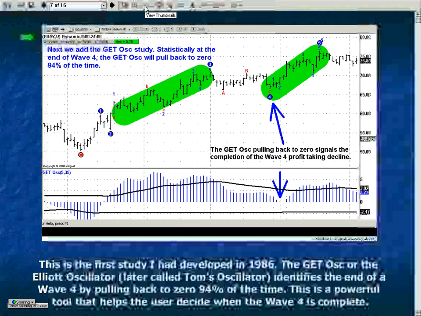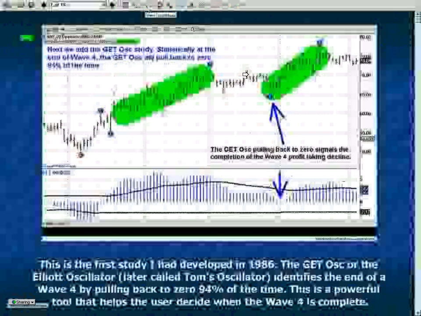Now we introduce the GET oscillator study. Statistically, at the end of wave 4, the GET oscillator will pull back to zero 94% of the time. As you see on this chart of eBay, we have a wave 4 labeled. But if you look down at the corresponding 5-35 GET oscillator, we see that it pulled back to 0. That signals the completion of a wave 4 profit-taking decline.